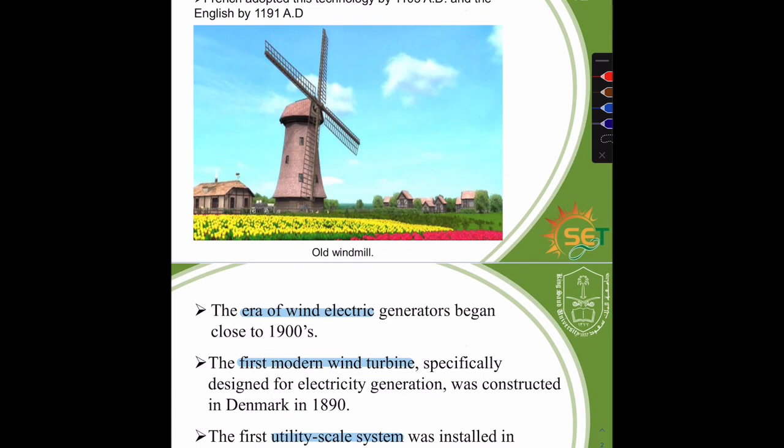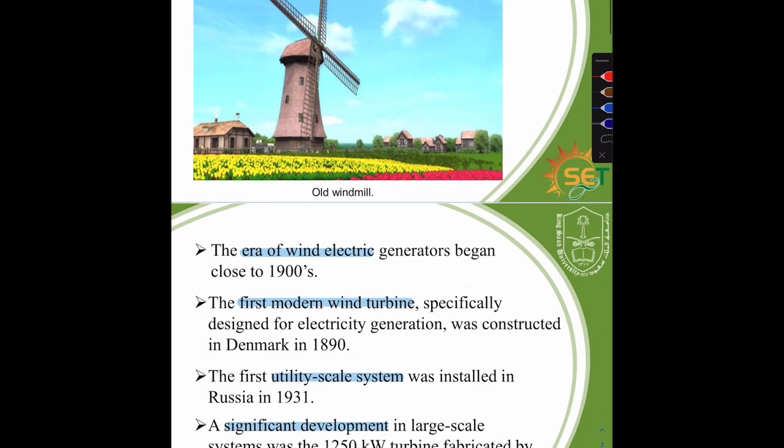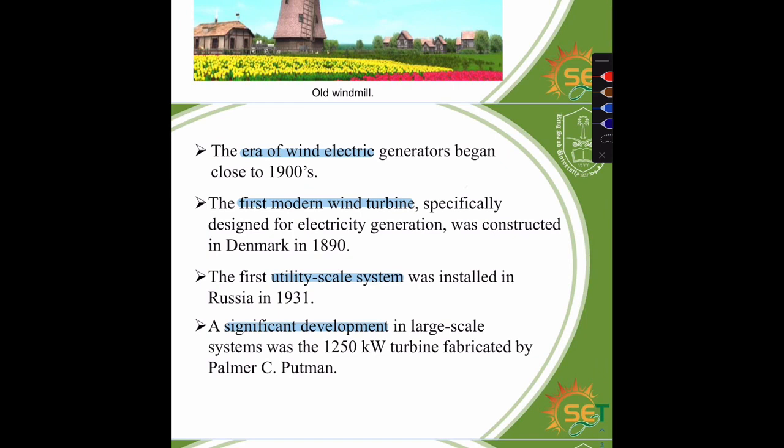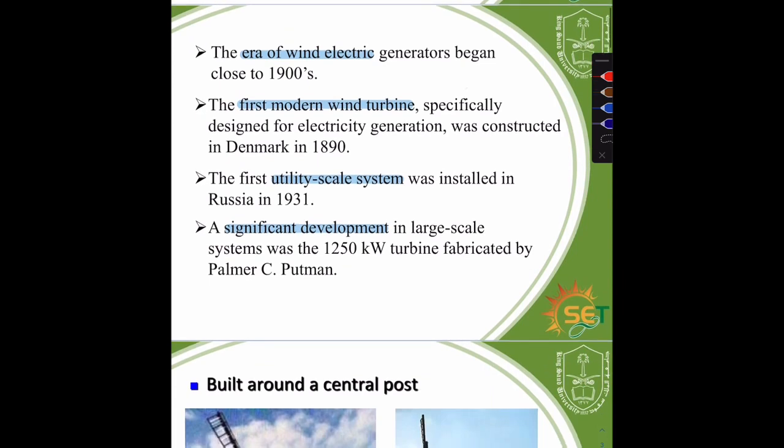The era of wind electric generators began close to the 19th century. The first modern wind turbine, specially designed for electricity generation, was constructed in Denmark in the 1890s. The first utility-scale system was installed in Russia in 1931. A significant development in large-scale systems was the 1,250 kilowatt turbine fabricated by Palmer Putnam.